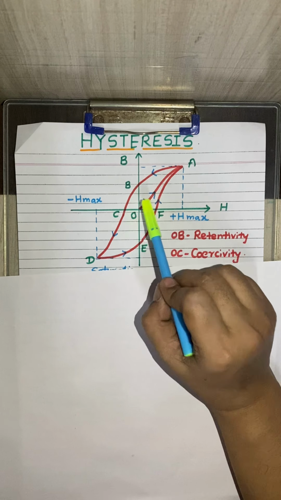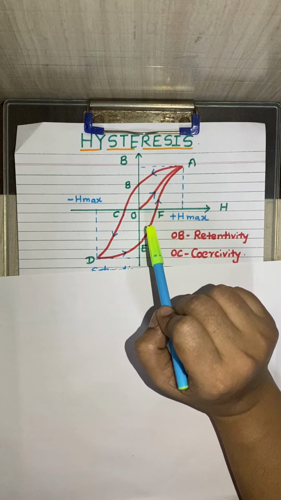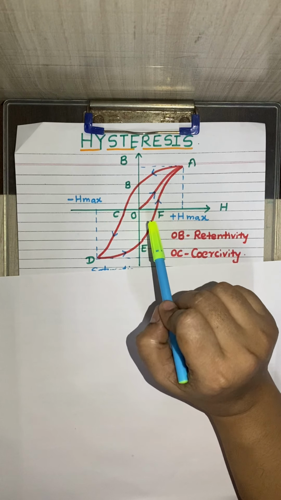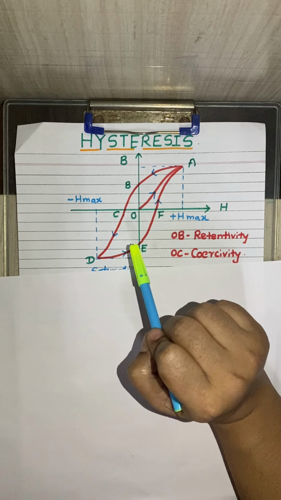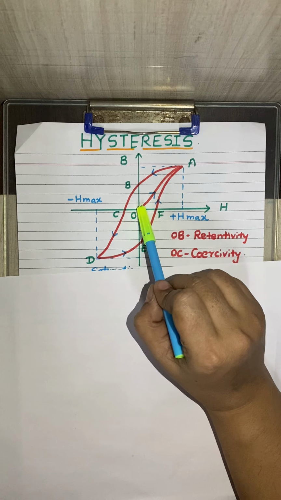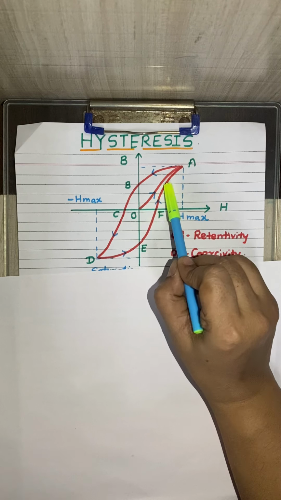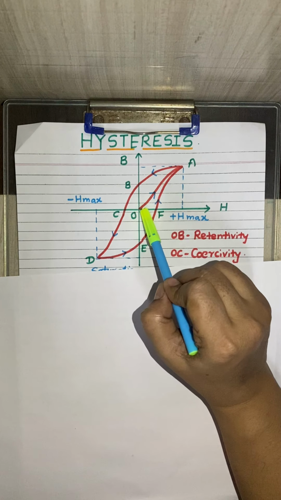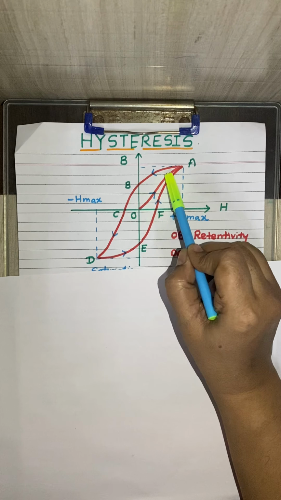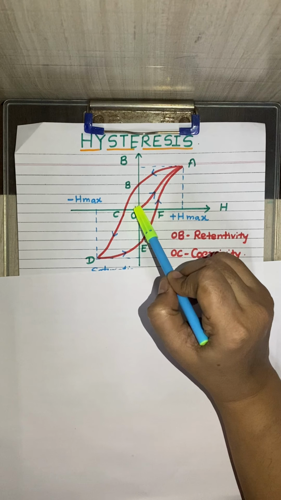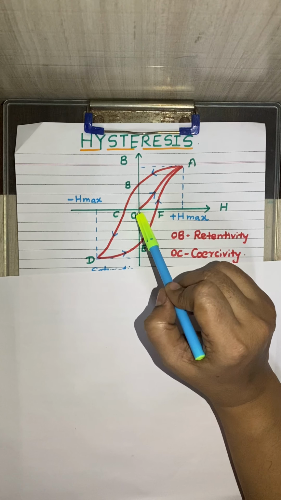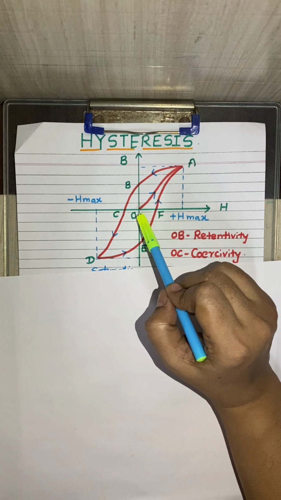You can see that throughout the cycle the magnetic field B lags behind the magnetizing field intensity H, isn't it? So if we are going to change H, then H is increasing, but simultaneously B is not exactly increasing. So H is always ahead, and B is lagging behind, isn't it? So the value of B when H is decreasing is always more than that of H increasing.